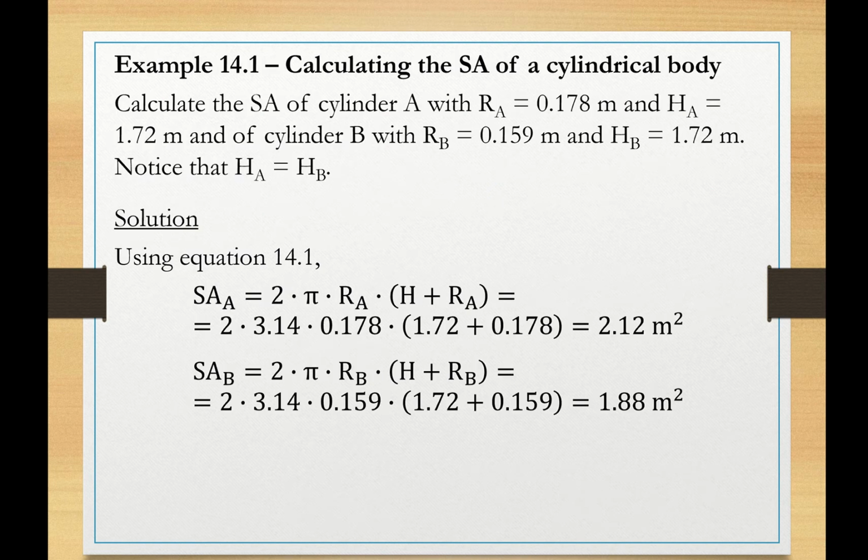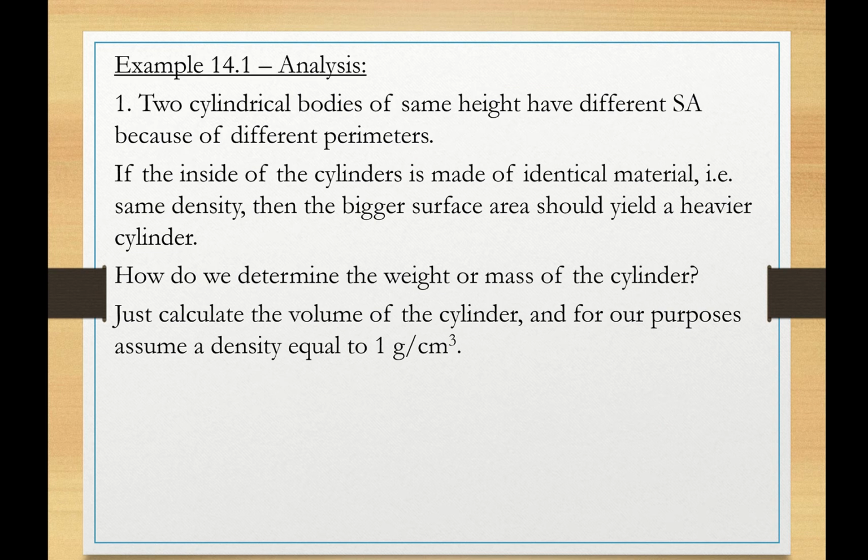Here I'm using two cylinders of the same height, 1.72 meters, but of different diameter, just to see the effect of the radius or the diameter on the surface area. So here, surface area A, which has a bigger radius, is of course bigger, 2.12 meters squared, whereas surface area B with the smaller radius, you see that it's 0.159, is 1.88 meters squared.